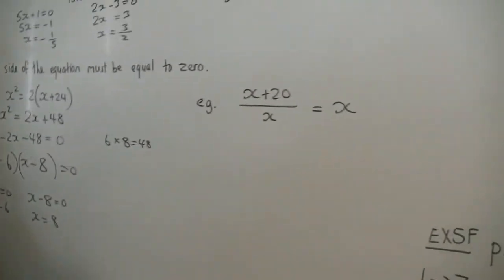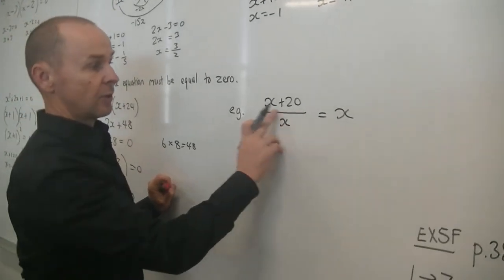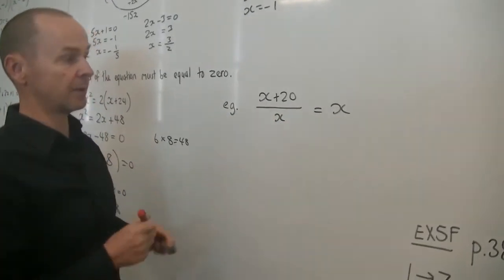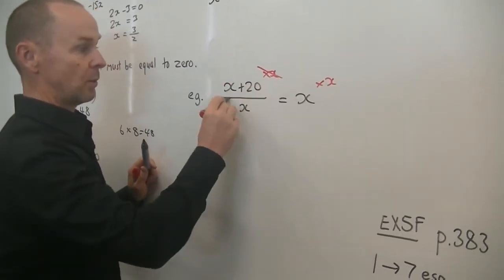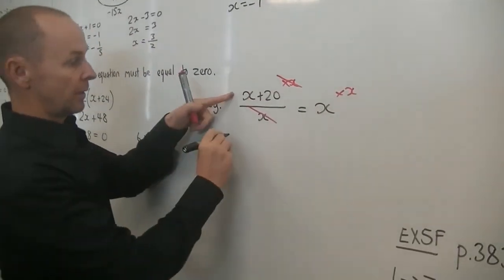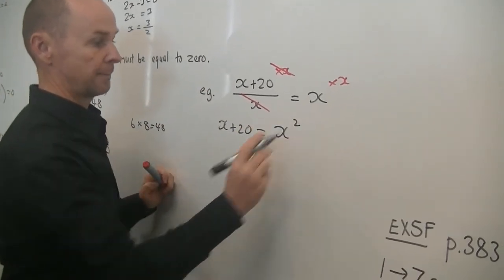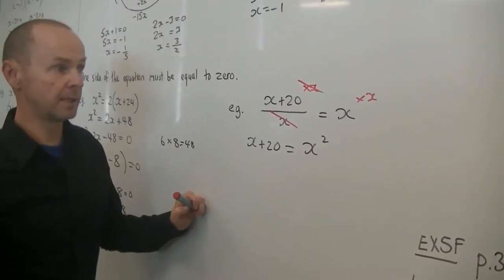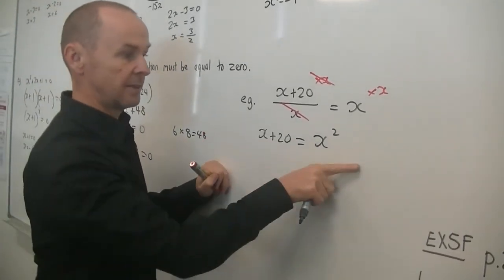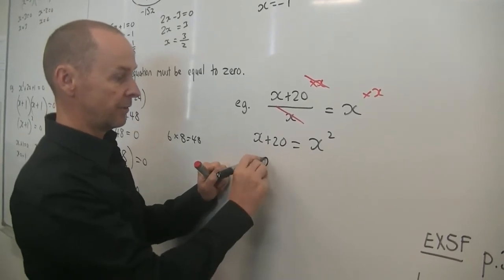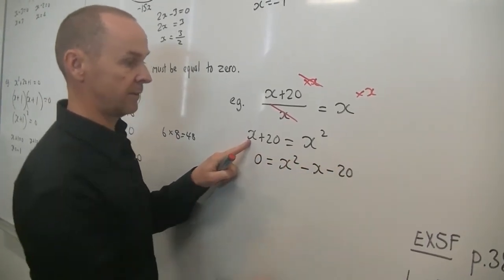And exactly the same again, but another type of question. So this side is divided by x, so how do we get rid of that? We times both sides by x, because then they will cancel. So we've got x plus 20 equals x squared. So that was our first step. Now remember, I want the x squared to be positive, so I'm going to bring everything to this side of the equation. So 0 equals x squared minus x minus 20.